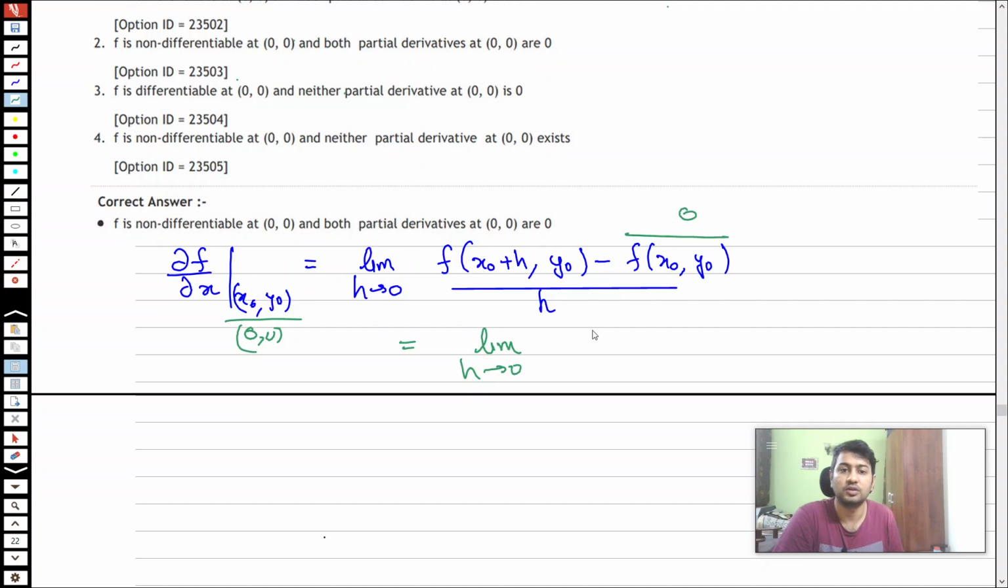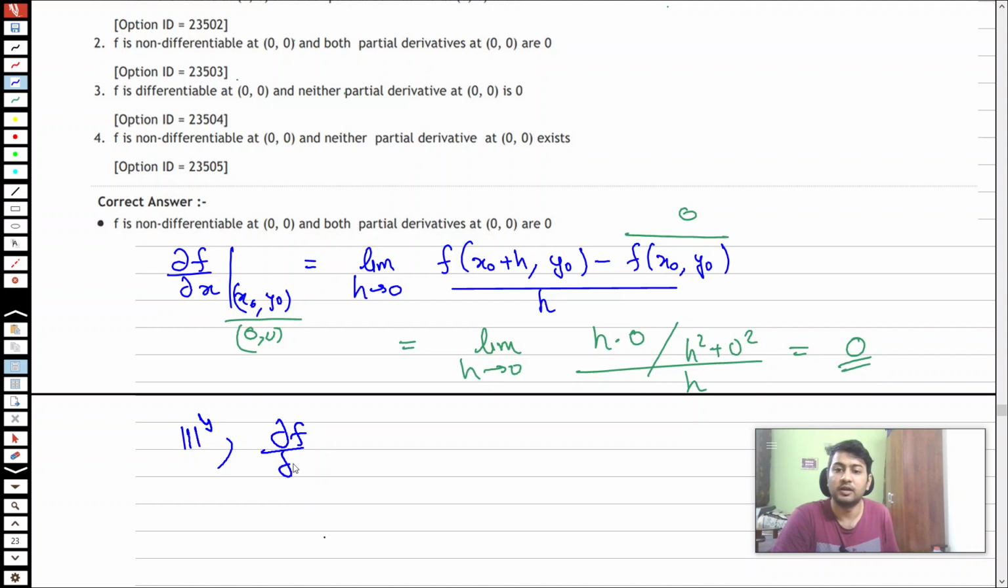h into 0 divided by h square plus 0 square, whole divided by h, right? So that is just going to be equal to 0. And similarly you will get del f by del y also equal to limit h tending to 0 of 0 into h upon 0 square plus h square, whole divided by h, so that is also 0.